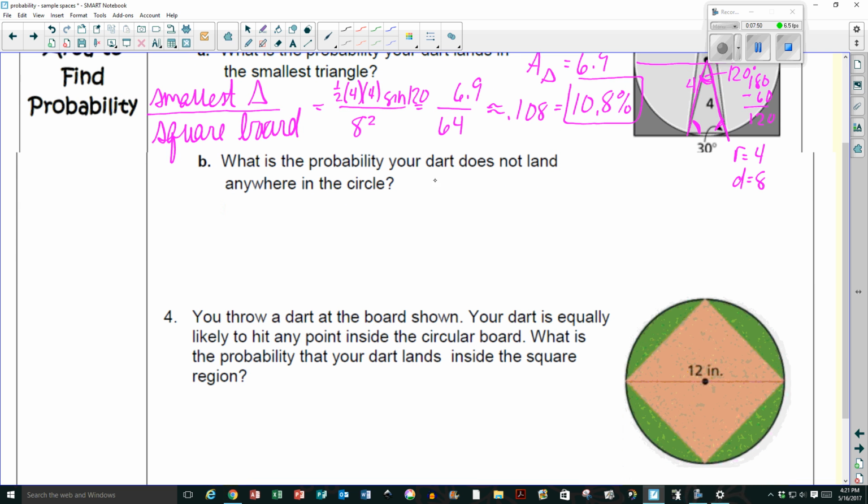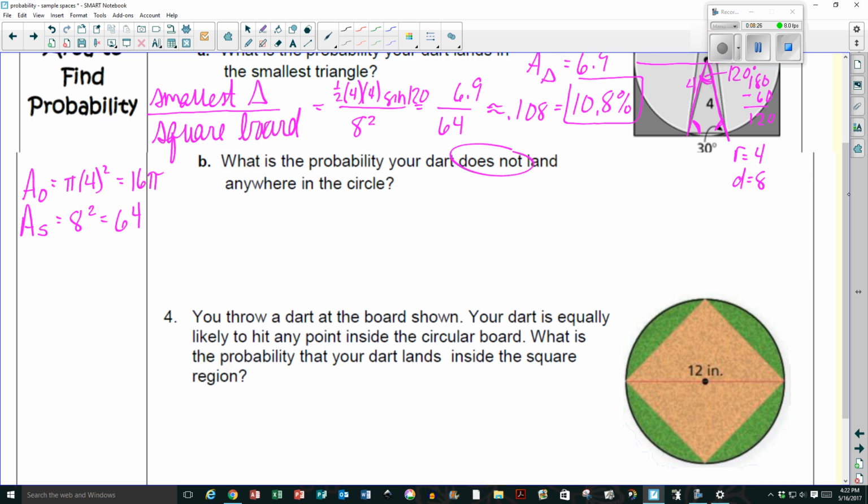What is the probability your dart does not land anywhere in the circle? So I don't want to land anywhere in the circle. So first thing I need to do, I'm going to find the area of the circle. So the area of the circle is pi r squared, which is 4 squared, so 16 pi. The area of the square, which we already said was 8 squared, or 64. So I need to find out the area I want, because I want to know does not land.